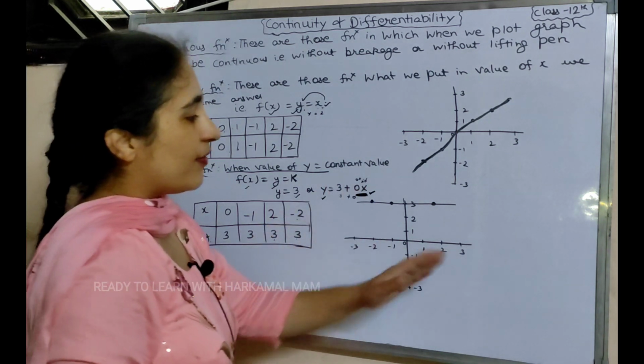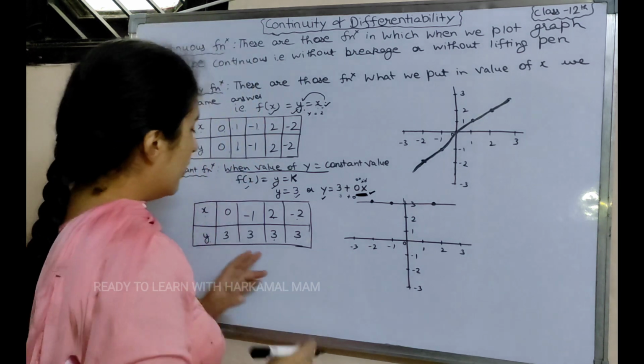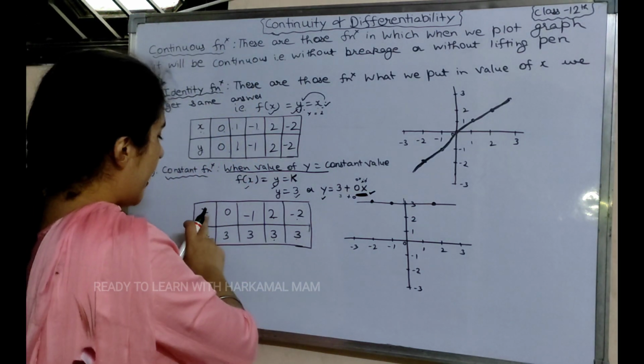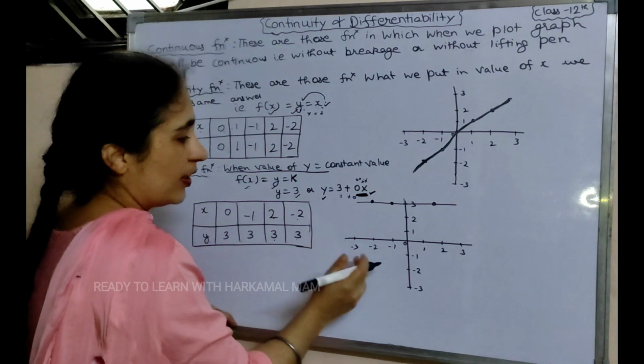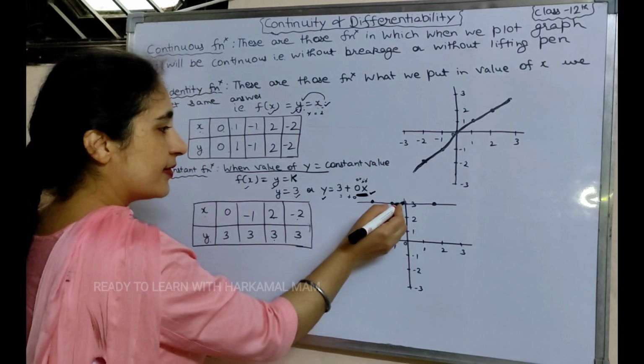Here, when we plot this graph, here is the point: when x is 0, y is 3.